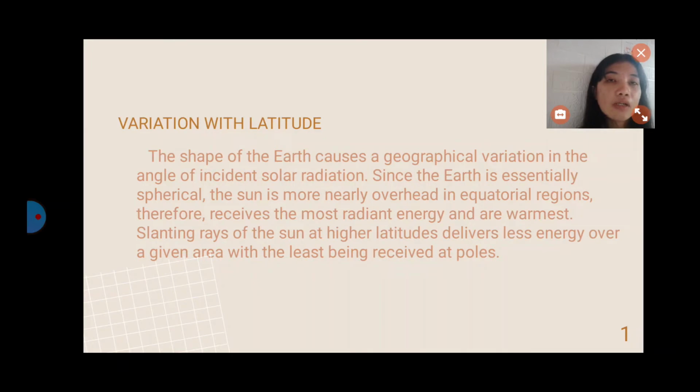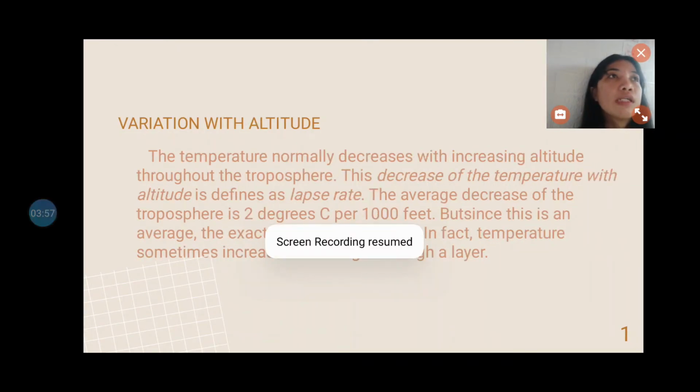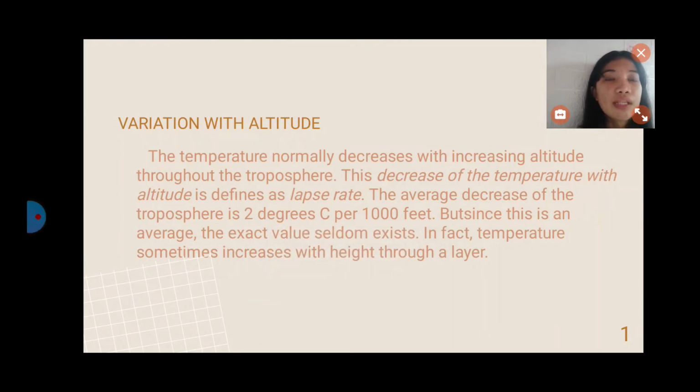So fourth is the variation with latitude. The shape of the Earth causes a geographical variation in the angle of incident solar radiation. Since the Earth is essentially spherical, the Sun is more nearly overhead in equatorial regions like Ecuador, so they receive the most radiant energy and are the warmest countries. So slanting rays of the Sun at higher latitudes deliver less energy over a given area, with the least being received at the poles.